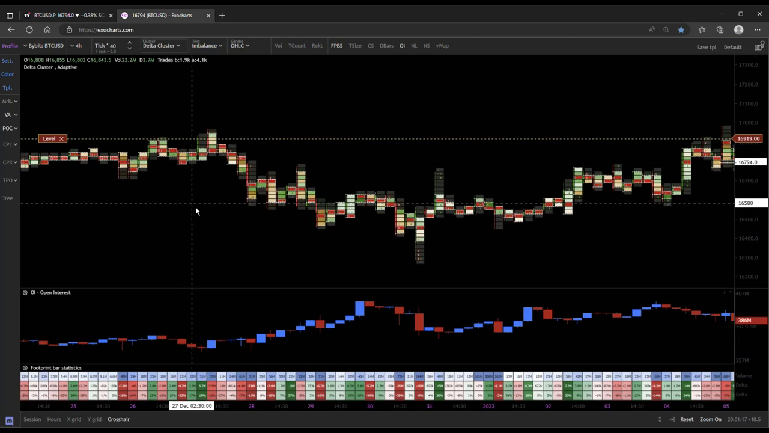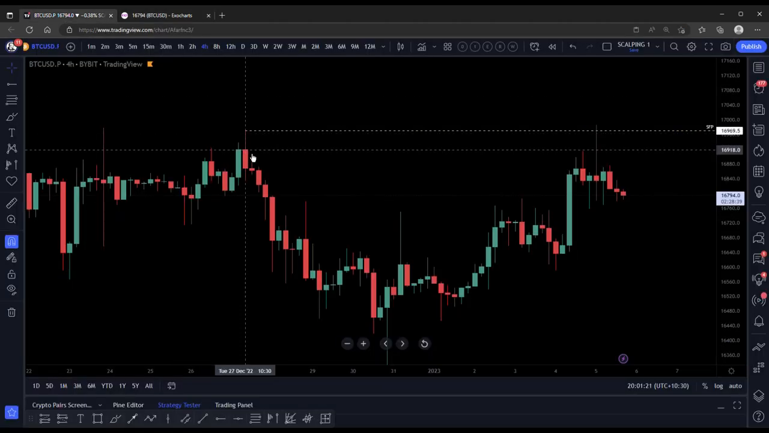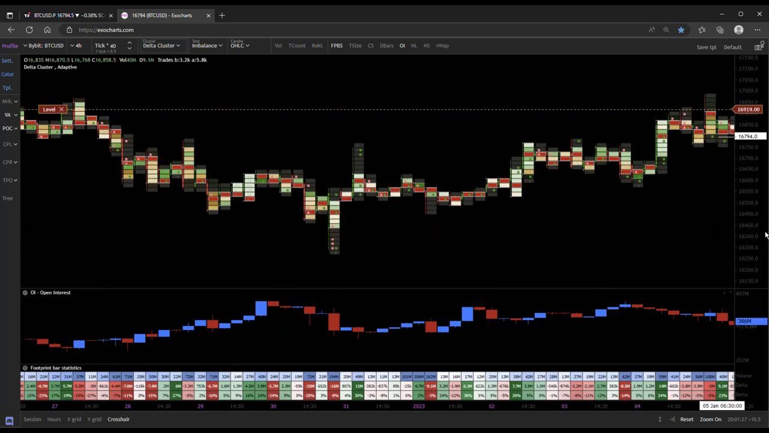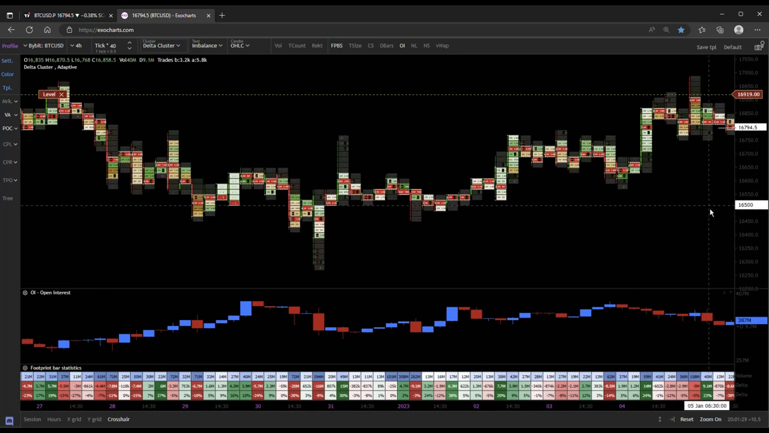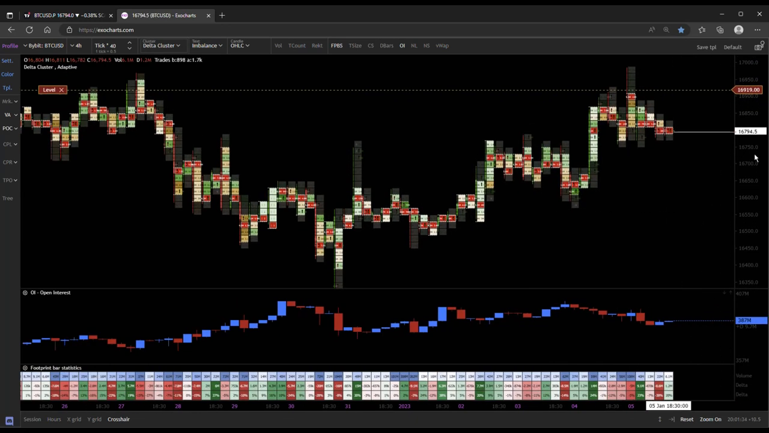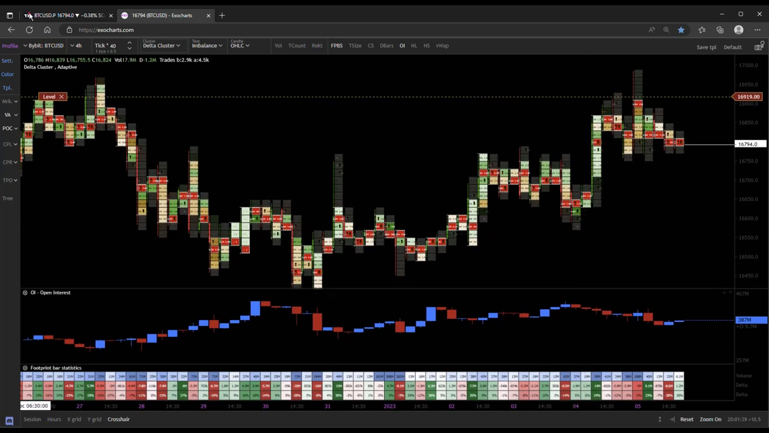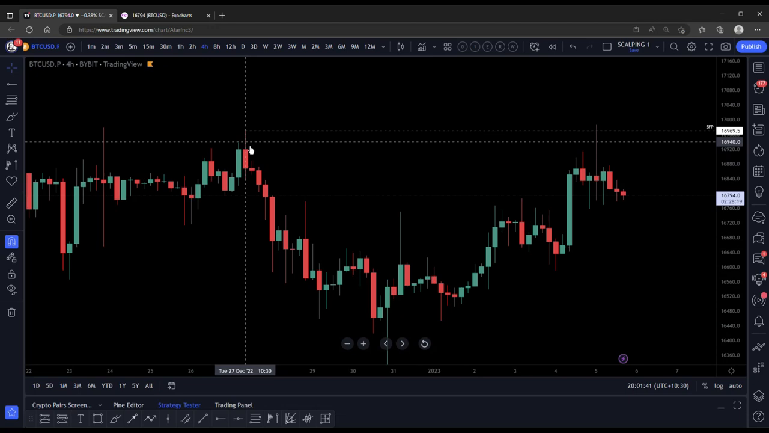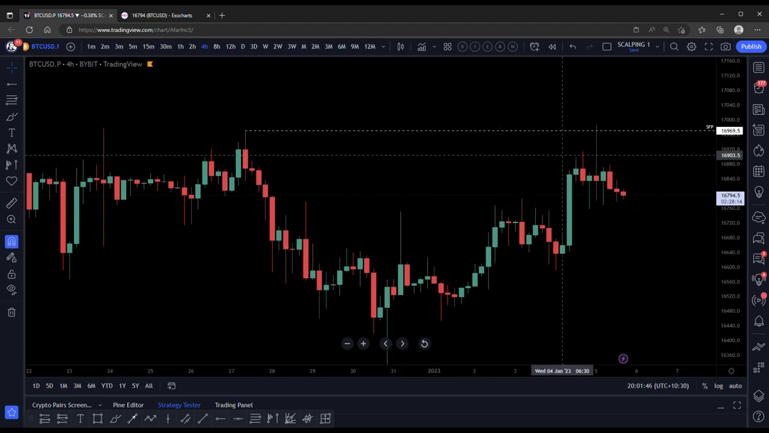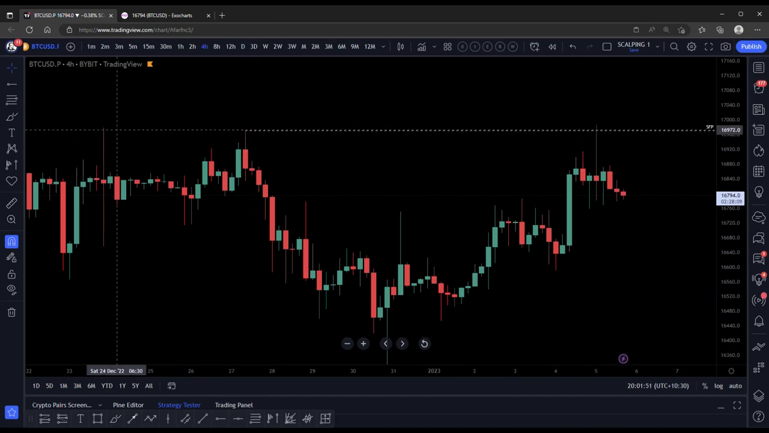So this is it here. Leave that like that. So we're looking at this level. This is a level here. So you see, we're looking at this high. We're watching price come back up to the top, looking to take the liquidity that's resting up here.